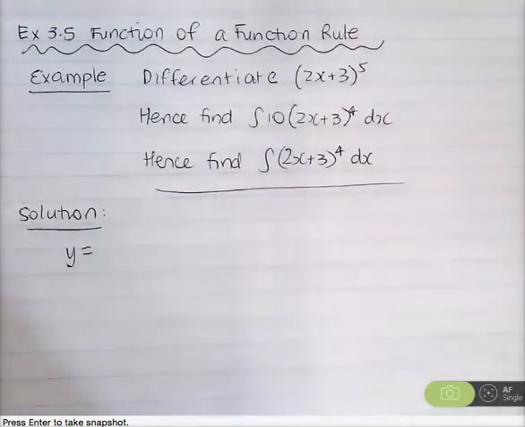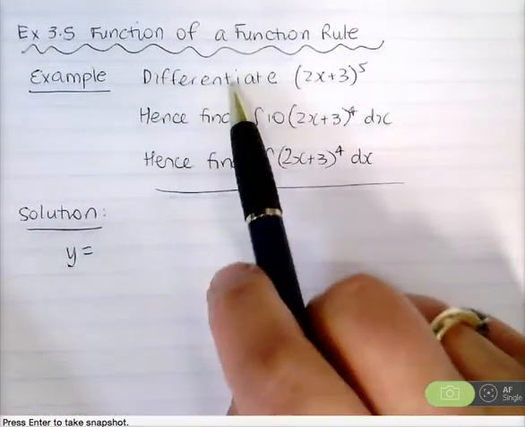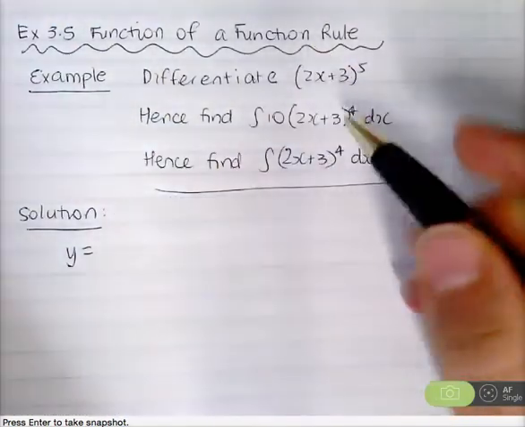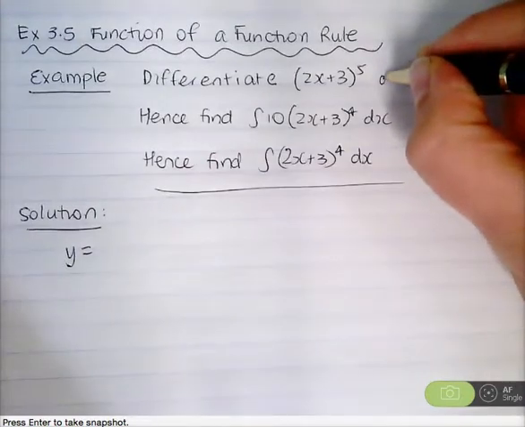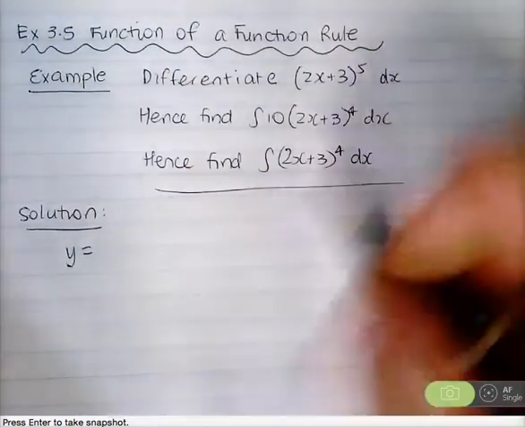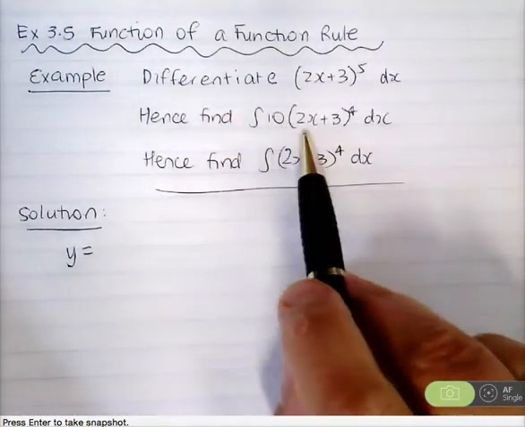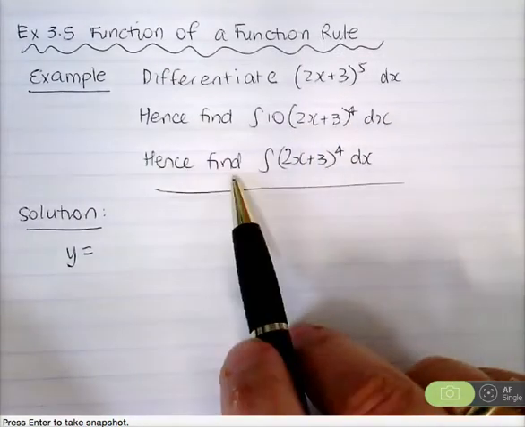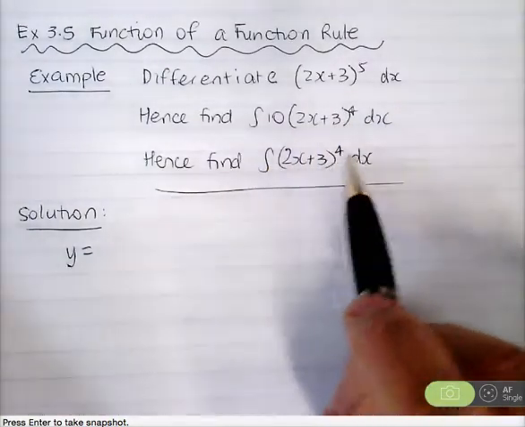Okay, this is exercise 3.5, function of a function rule. We're going to start this. I'm going to show you this rule by an example, and then we're going to derive the rule. The example is to differentiate (2x + 3)^5 with respect to x, and hence find the integral of 10(2x + 3)^4, and hence find the integral of (2x + 3)^4.